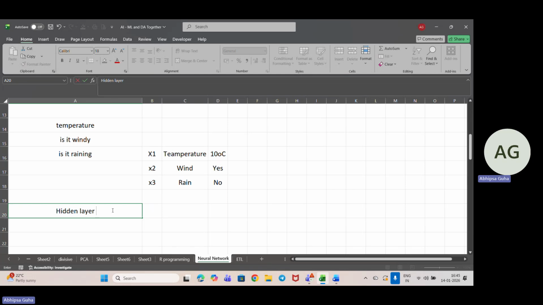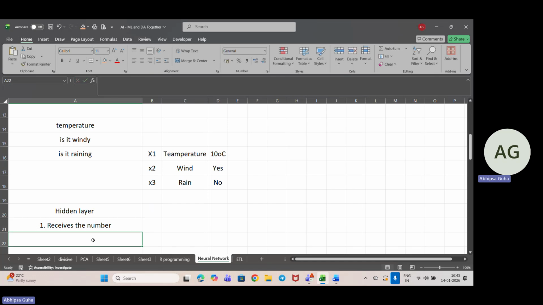Okay. What does a hidden layer do? First of all, it receives the number from the input layer. Then it multiplies the number.